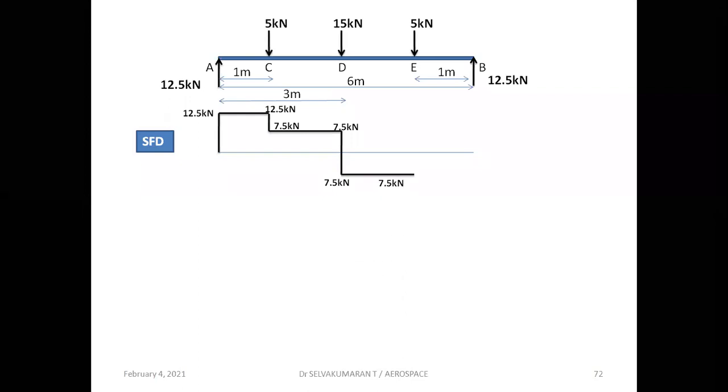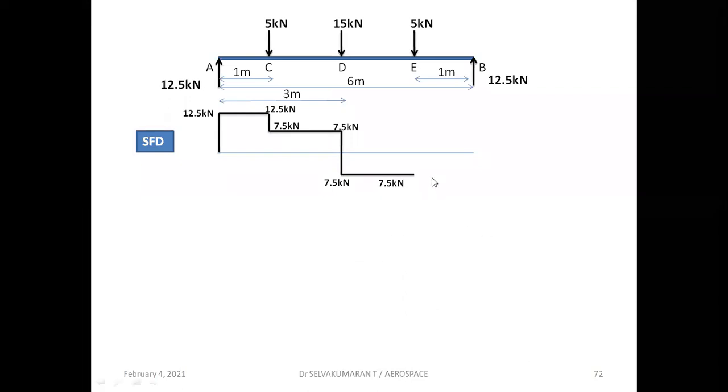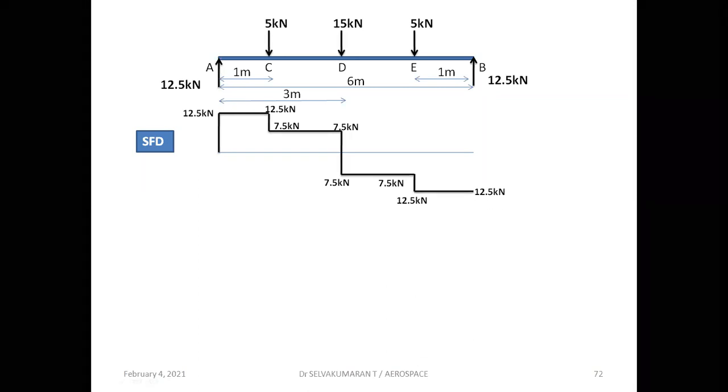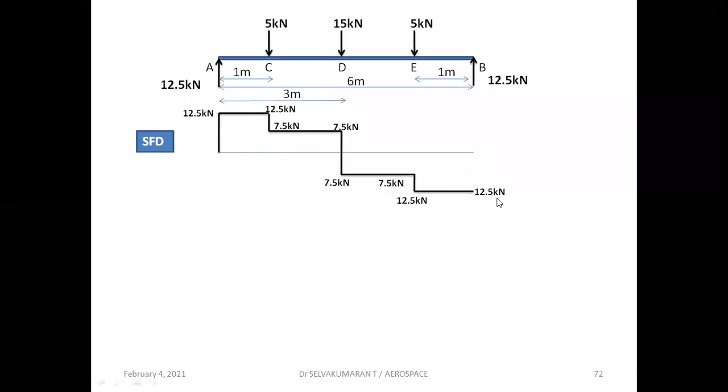Okay, so minus 7.5. So once you reach the point E, 5 kilonewton is acting downward. Remember, you're proceeding from left hand side, so downward is negative. So already you have minus 7.5. So minus 7.5 minus 5, which is nothing but minus 12.5. Between E and B, no load, so the shear force remains constant, which is nothing but minus 12.5.